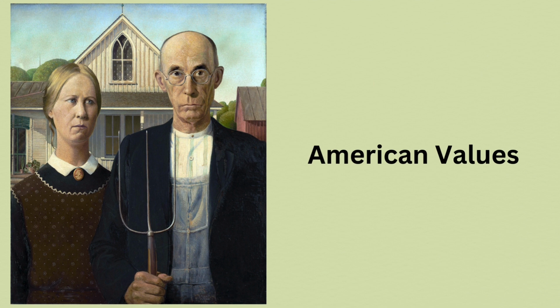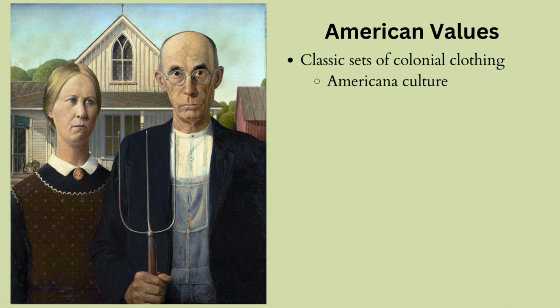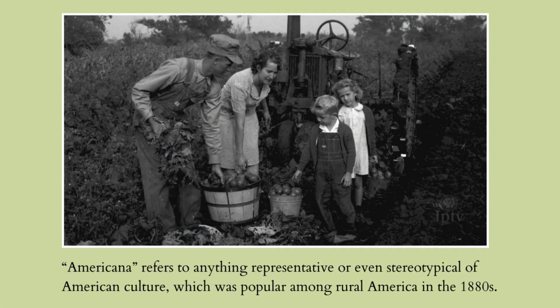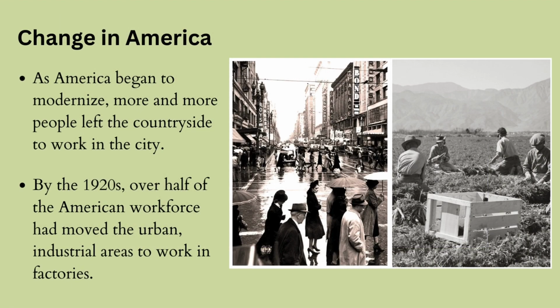Many American values can also be found in the American Gothic. For example, American values can be seen in the classic sets of clothing both figures wear, typically worn in rural America in the 1930s, expressing the popular Americana culture of the early 1900s. Americana, referring to anything representative or stereotypical of American culture, including farming, was especially popular among most of America who were still content with a small-town agricultural life in the 1880s. However, when America began to modernize and become more industrial, over half of the American population left their small-town lives for the big city.